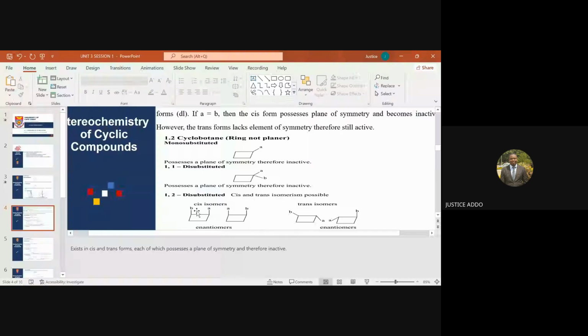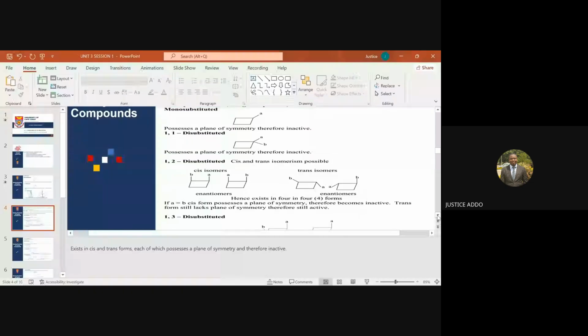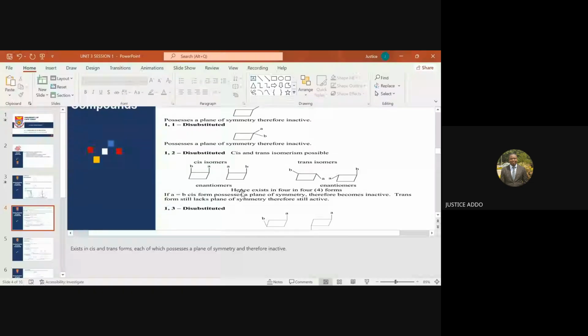But when you come to the 1,2, over here too, you have the cis and then the trans. Now the cis form, if B and A are not the same, then it is going to be optically active, and the cis will exist in two forms. The trans will also exist in two forms. But if B and A are the same, then there will be a plane of symmetry, and then the cis will exist in one form, but then the trans will exist in two forms, making it what? 3. But this one is even a 4-membered ring, cyclobutane. So the same, as I've indicated here. So hence it exists in 4 forms.